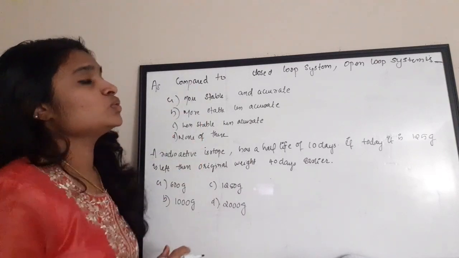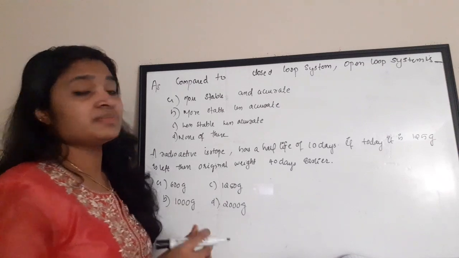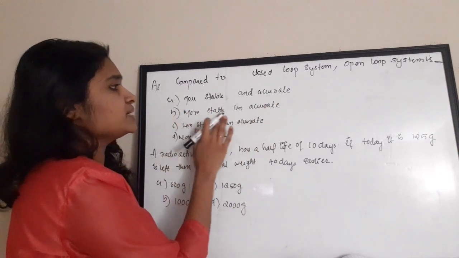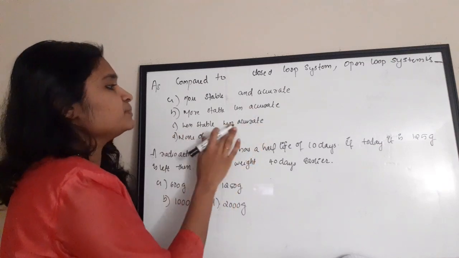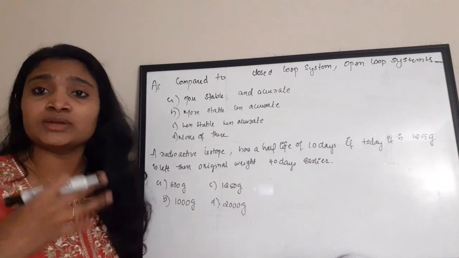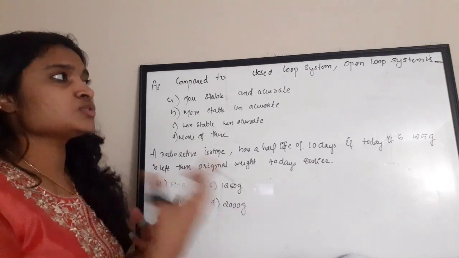As compared to closed loop system, open loop system is dash. A, more stable and accurate. B, more stable, less accurate. C, less stable, less accurate. D, none of this. So what is actually an open loop system and a closed loop system?